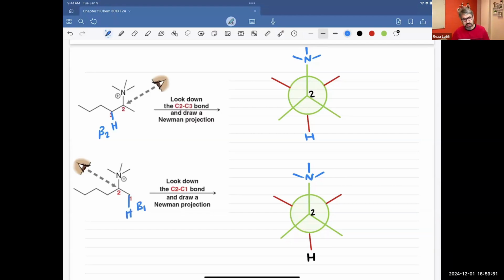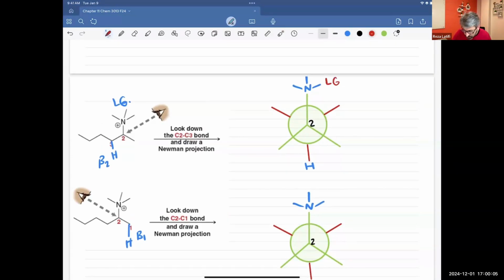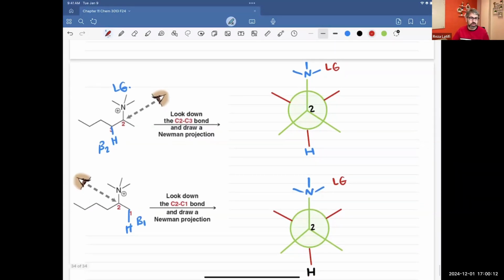I know for E2 elimination, the leaving group and hydrogen must be in anti-position. They must be 180 degrees from each other. So I'm going to put the leaving group and hydrogen 180 degrees apart. Now, if we look through carbon number 2 to carbon number 3, on carbon number 2, we will see a leaving group and also a methyl. Put the methyl wherever you want. Let's say I put the methyl here. On that carbon I also have one hydrogen, and that hydrogen can be anywhere.